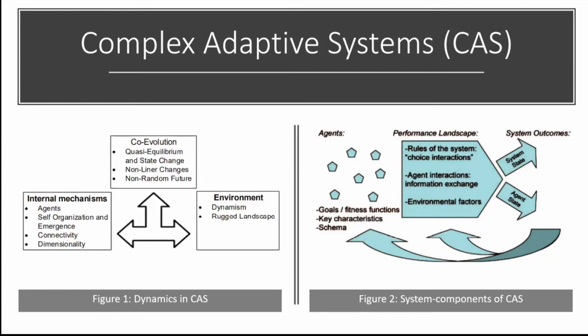Okay, and then whatever actions they exhibit is reflected in the performance landscape. And whatever the system delivers out of that is called the system outcome. So this is called CAS.